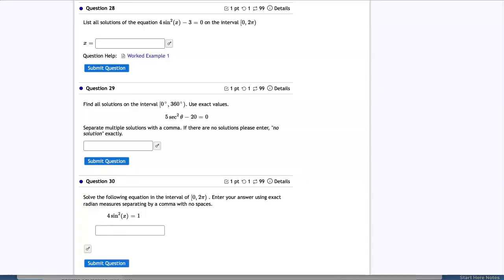And now we come down to the last 3 problems. For these problems, we're supposed to be using the square root property. So let's start with the first one. If we were to rewrite this equation where we get sine squared all by itself, what would we have? We would, of course, have sine squared x is equal to 3 over 4.